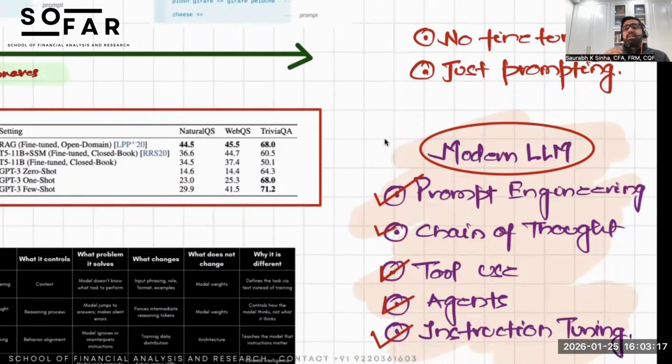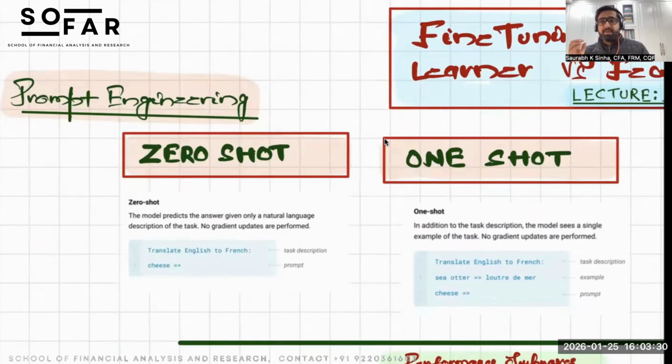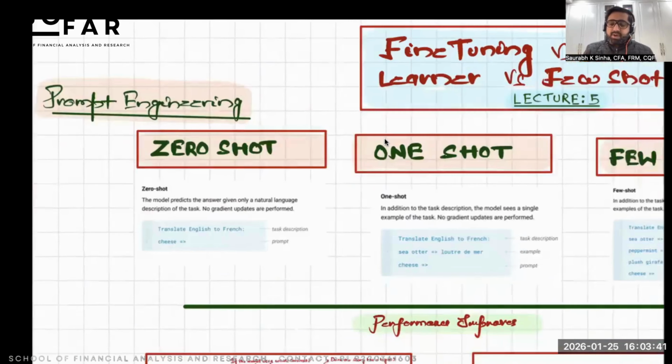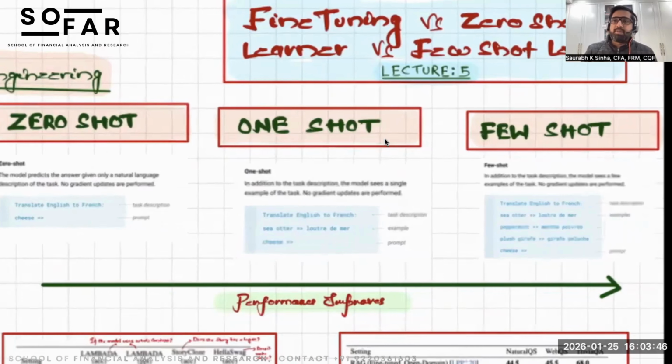That's why in the modern LLM, we talk about prompt engineering, chain of thought, tool usage, agents, and instruction tuning because of this paper. This paper introduced something which is called prompt engineering. We're not specifically calling it prompt engineering; rather, they were calling it zero shot learning, one shot learning, and few shot learning.